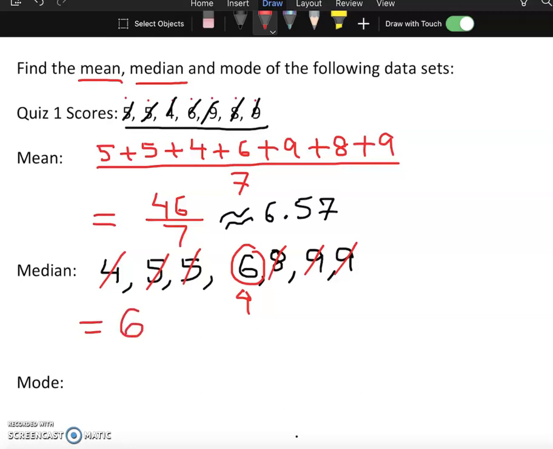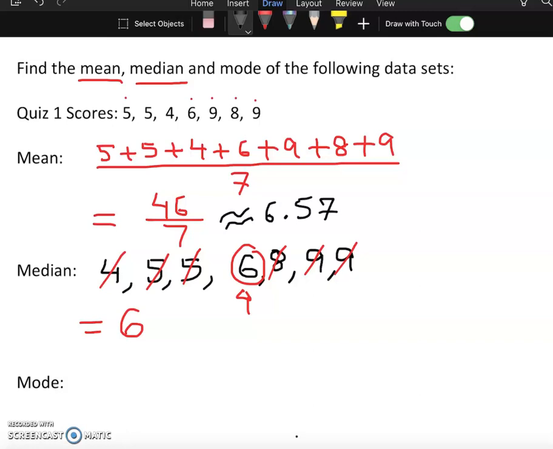Okay, very lovely. Okay, now the mode. So if you look into the mode, I mean, we're going to have to look at the numbers again. So what are the numbers up there? Basically we check the numbers and see if any number repeats more than once.